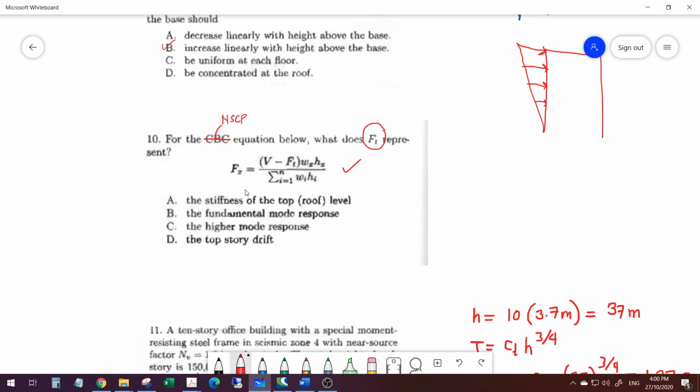But the choices are A, stiffness of the top level. So definitely wrong because we're talking about force. B, the fundamental mode response. C, the higher mode response. Or D, the top story drift.